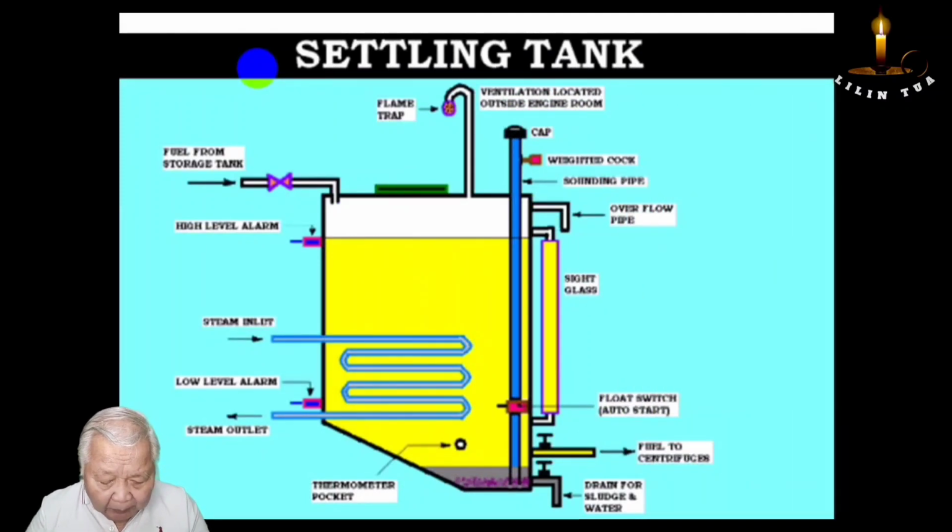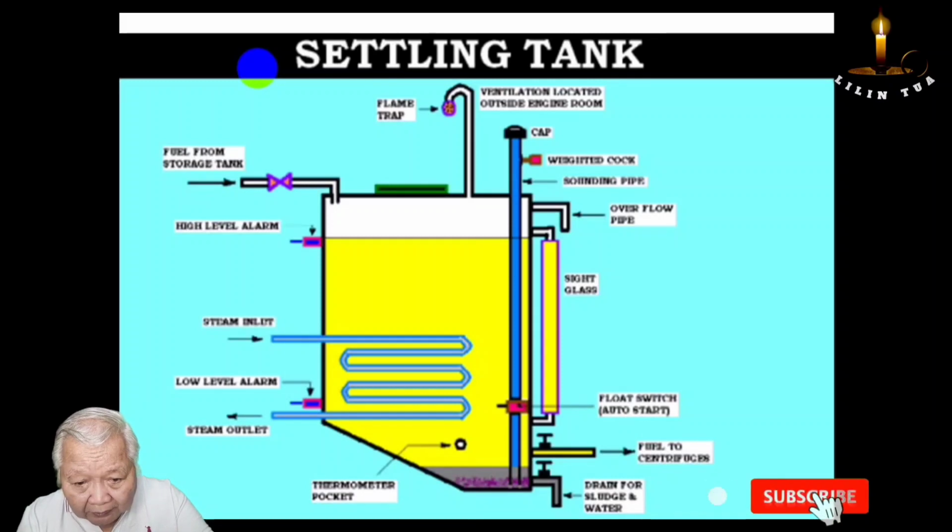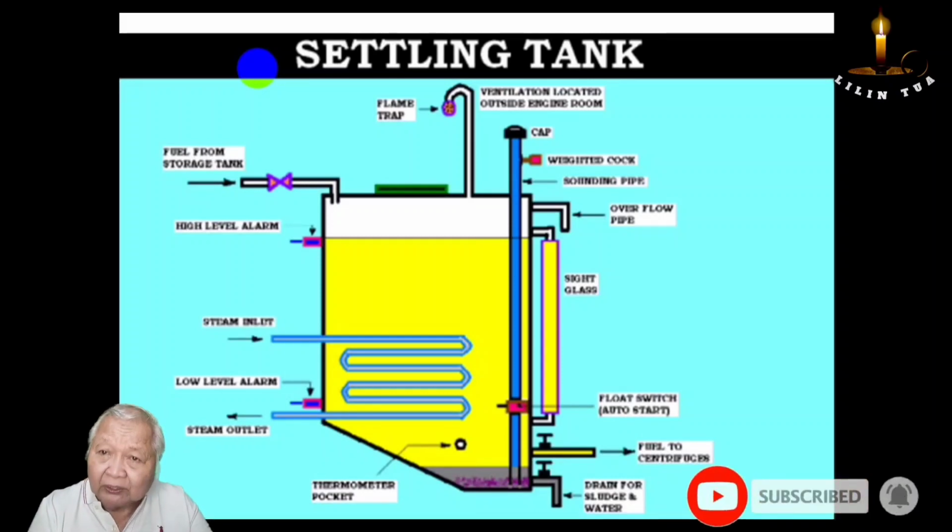Next you can look at the settling tank. The following is a picture of a settling tank with mandatory appendices that must be met, one of which is a fuel heater of the bare tube type, in addition to other mandatory equipment like sight glass, ventilation, flame trap, drain cock, etc.